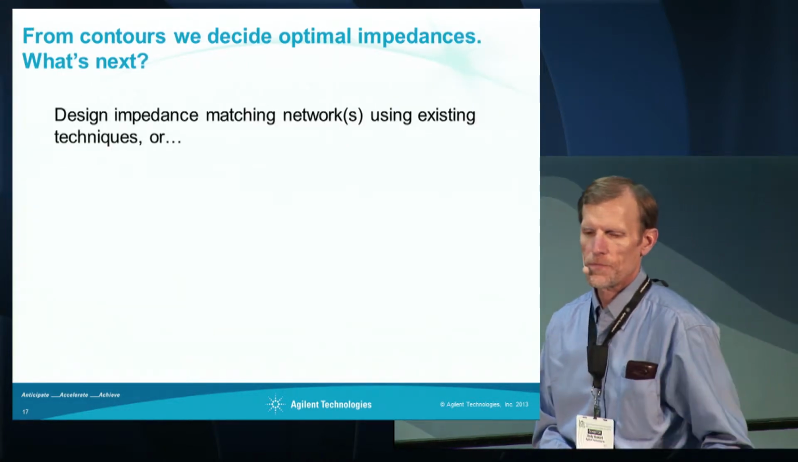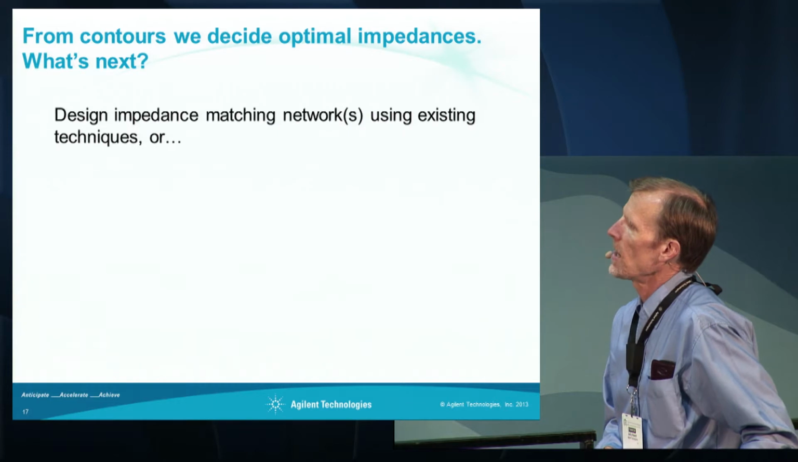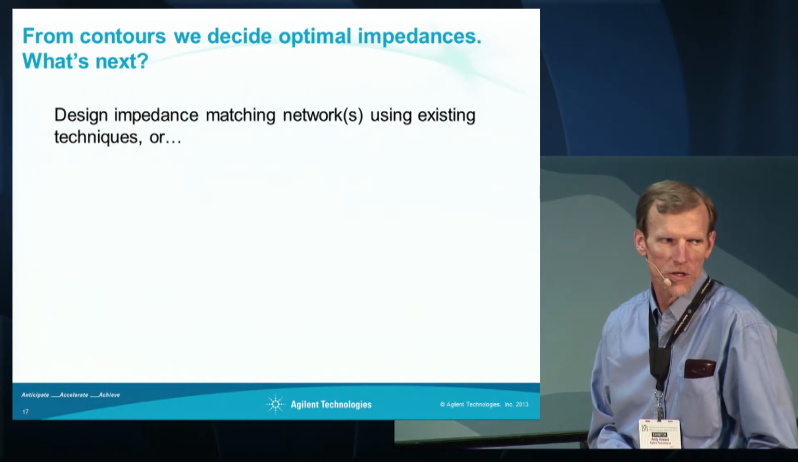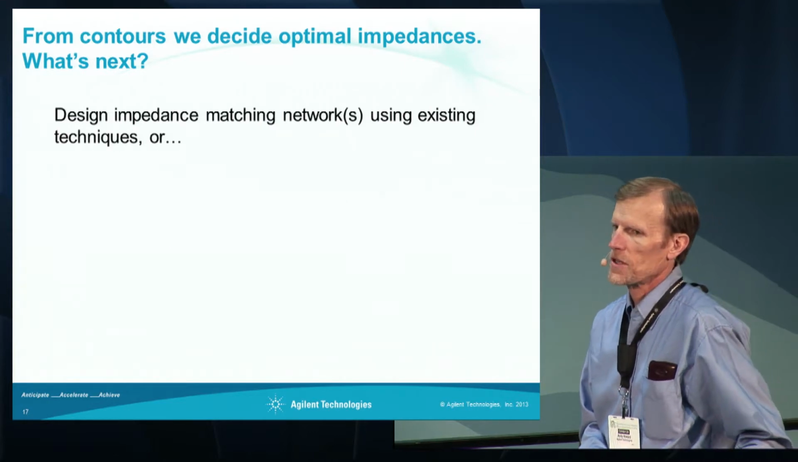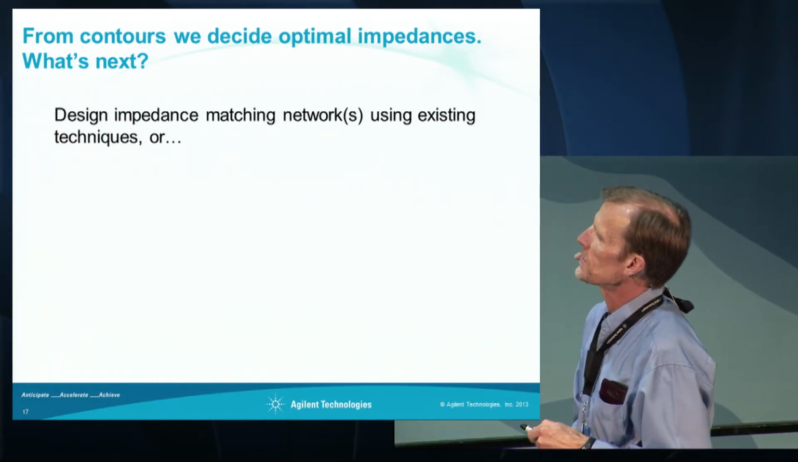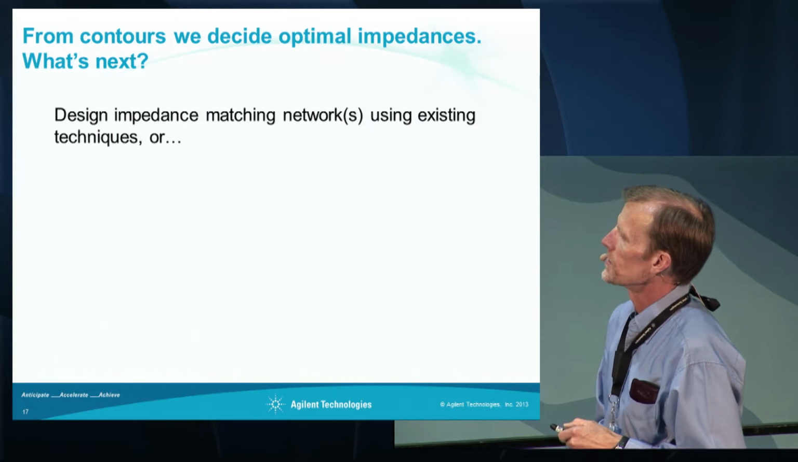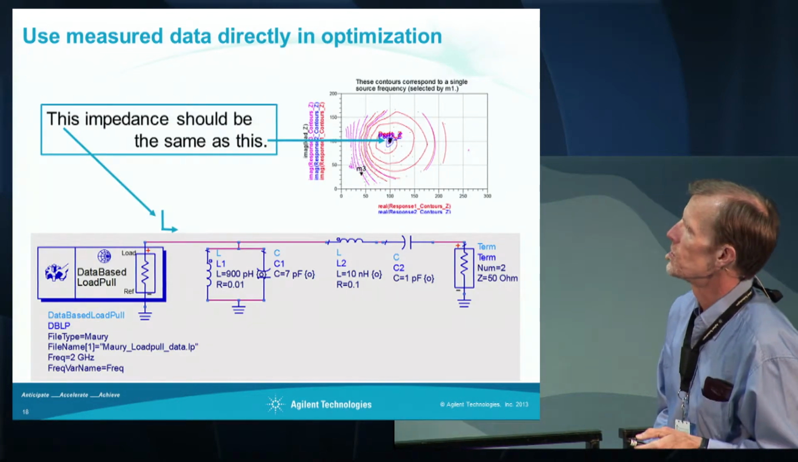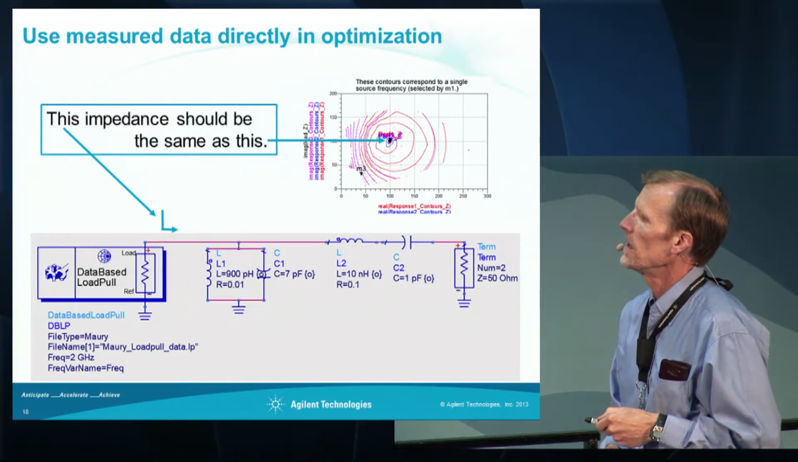Okay, once we've examined the contours and we've decided what the optimal load impedances are that we want to generate, the next step in the process would be to design impedance matching networks, and you can use existing techniques, or you can actually use the measured data in an optimization.